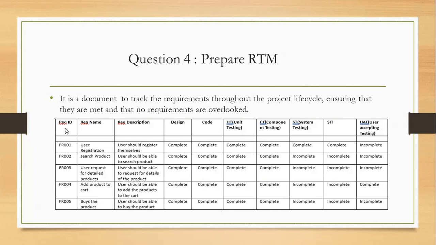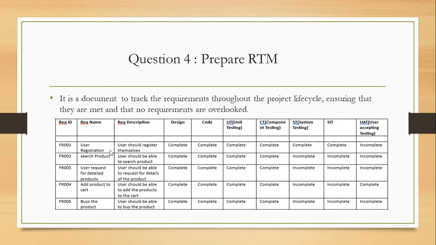You need to prepare this table completely: requirement ID, requirement name, requirement description, design, coding. We have different types of testing: unit testing, system testing, which the team will perform, system integration testing, and UAT, final user testing. Like this, you need to write a few functional requirements, at least 10.